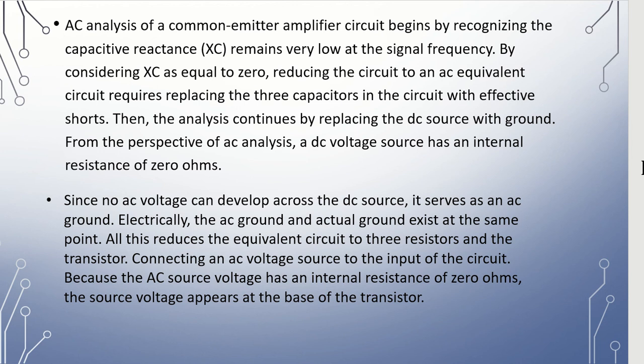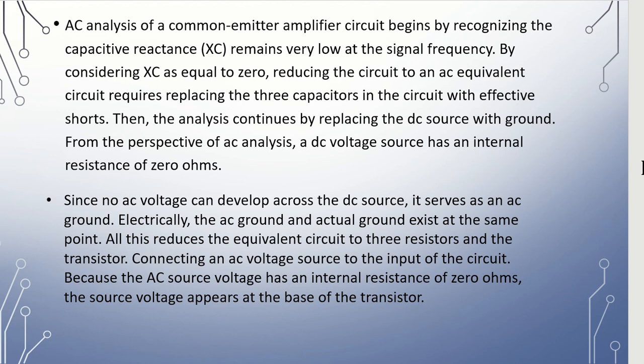A DC voltage source has an internal resistance of 0 ohms. Since no AC voltage can develop across the DC source, it serves as an AC ground. Electrically, the AC ground and actual ground exist at the same point. All this reduces the equivalent circuit to three resistors and a transistor.